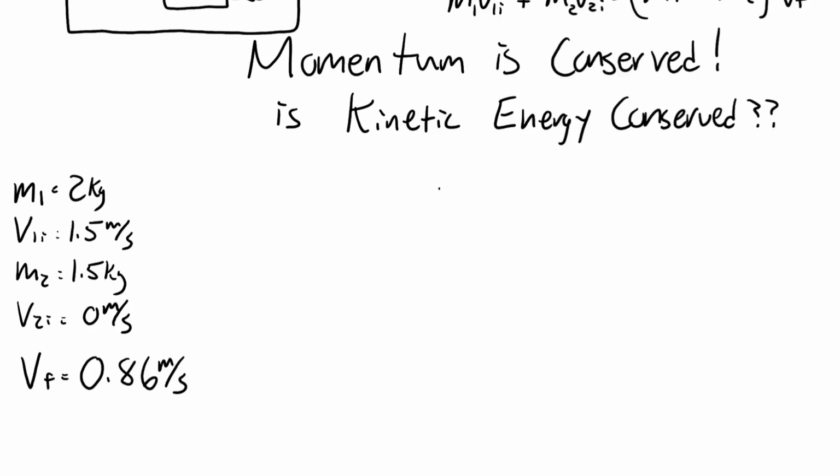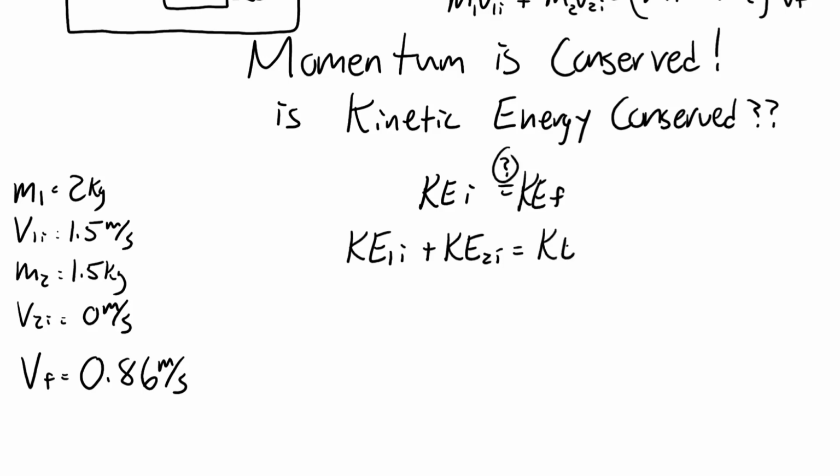Let's see. Before we did the initial momentum is equal to the final momentum. So that's saying that the momentum is conserved. But how about kinetic energy? Instead of the initial momentum, let's talk about the initial kinetic energy for the whole system, and then the final kinetic energy for the whole system. So we started with two separate carts. So we have KE1, the initial kinetic energy of the first cart, plus the initial kinetic energy of the second cart. Is that equal to, that's what we're trying to figure out, is it equal to the final kinetic energy of carts 1 and 2?